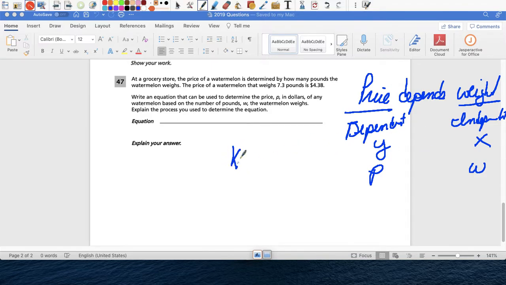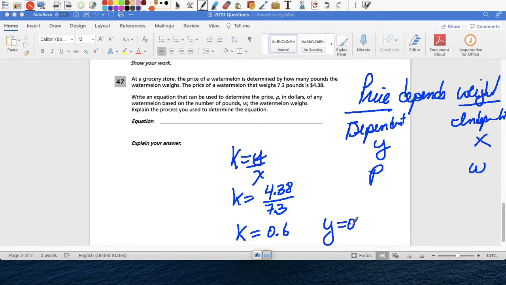So what's the equation here? We can do k equals y over x, and k is the price. So here the price is $4.38. And what's my weight? 7.3 pounds of watermelon. I've seen a few watermelons out there. So 4.38 divided by 7.3 gives you 0.6. 0.6 is my constant of proportionality, which means my equation is y equals 0.6x. We're going to change it to P and W in a second. That also means my unit rate is $0.60 for 1 pound of watermelon.